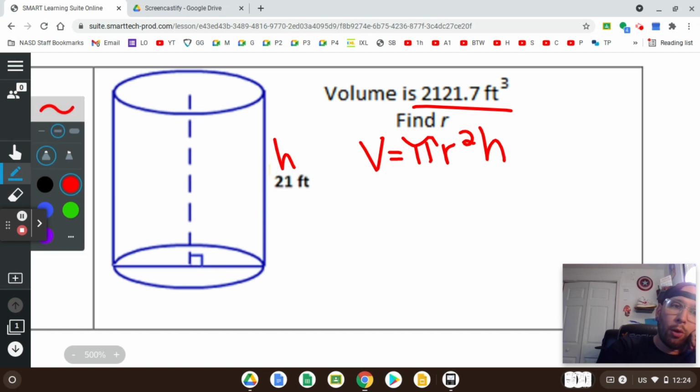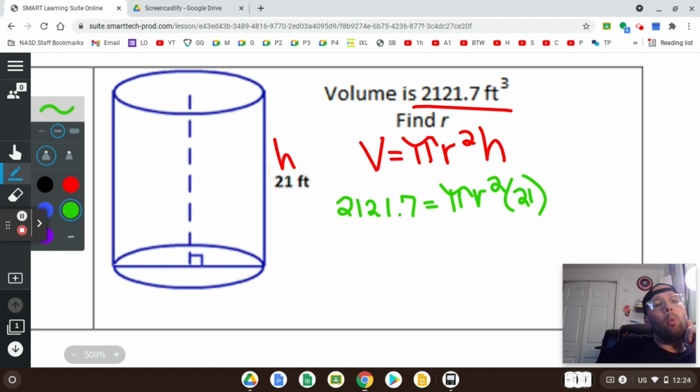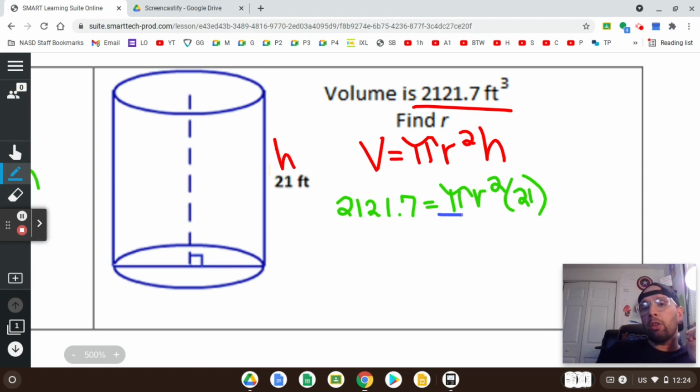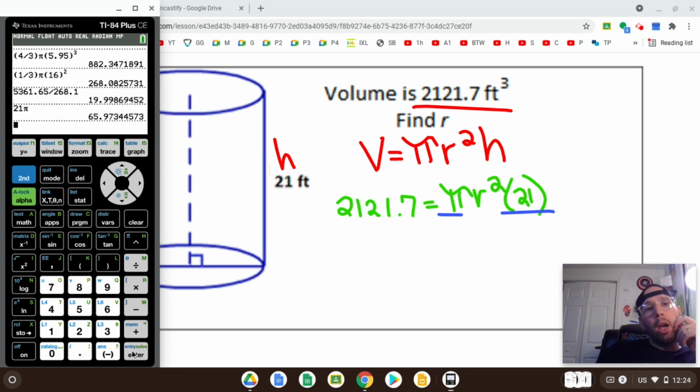I'm going to rewrite 2121.7. I'm going to change V into that. Pi is still pi. R is still r squared. And h is 21. What I said in the previous problem, that when I give you the volume and I'm working backwards, I can always do some type of math on the right. Just because they're not next to each other doesn't mean you can't do it. That's 21 pi. So I'm going to find out what 21 pi is. I can multiply those together.